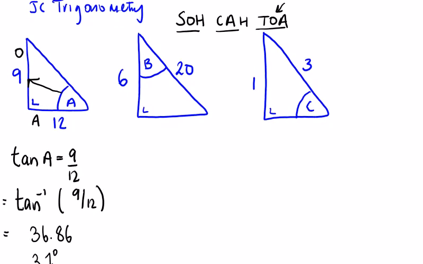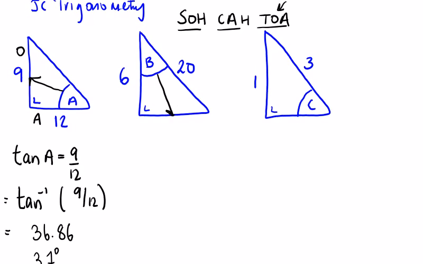B, what have we got? Well, we don't have the opposite. You can see here we have the adjacent and the hypotenuse, H and A, touch off the angle, so we're using cos. So the cos of B, write it out like this till you get absolutely brilliant at them, is equal to A over H, 6 over 20. We could write it as 3 over 10 or 0.3.